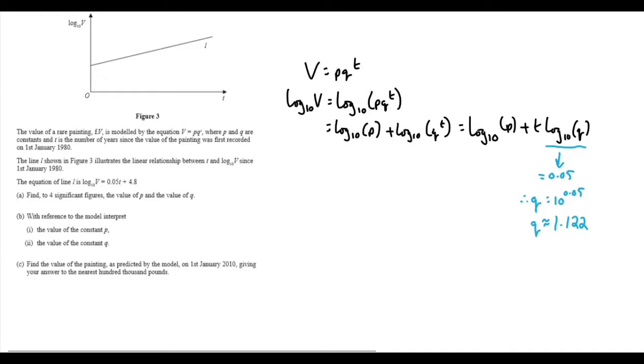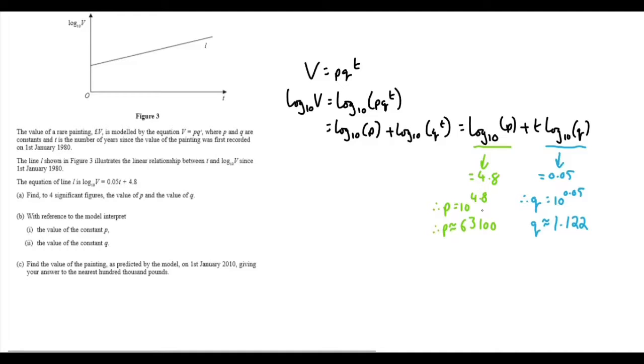Then doing the same for the other term, this 4.8 on its own must be the same as this other term here that's on its own, so log base 10 of p will equal 4.8. Therefore p is going to be 10 to the power of 4.8, which makes p, again to four significant figures, approximately 63,100.